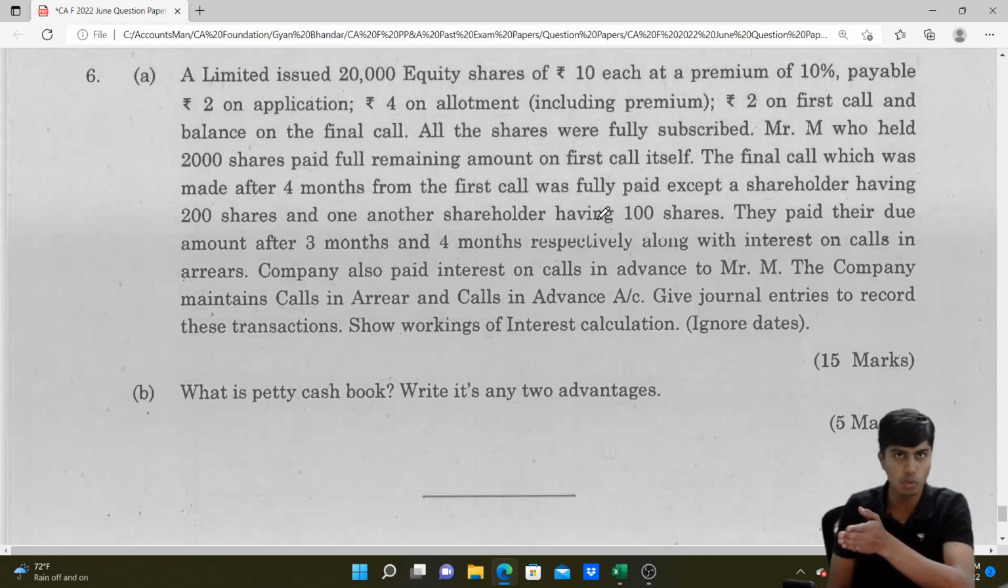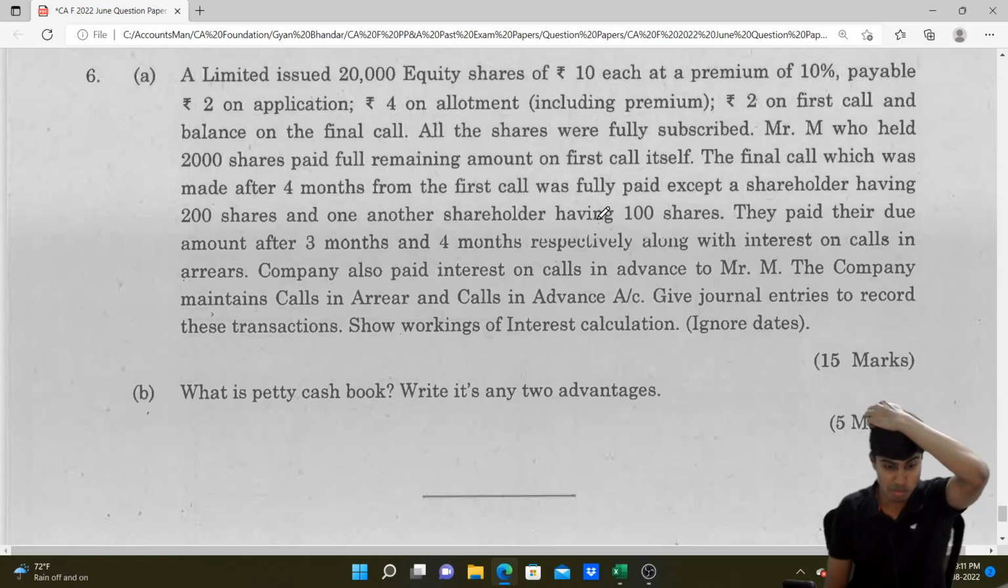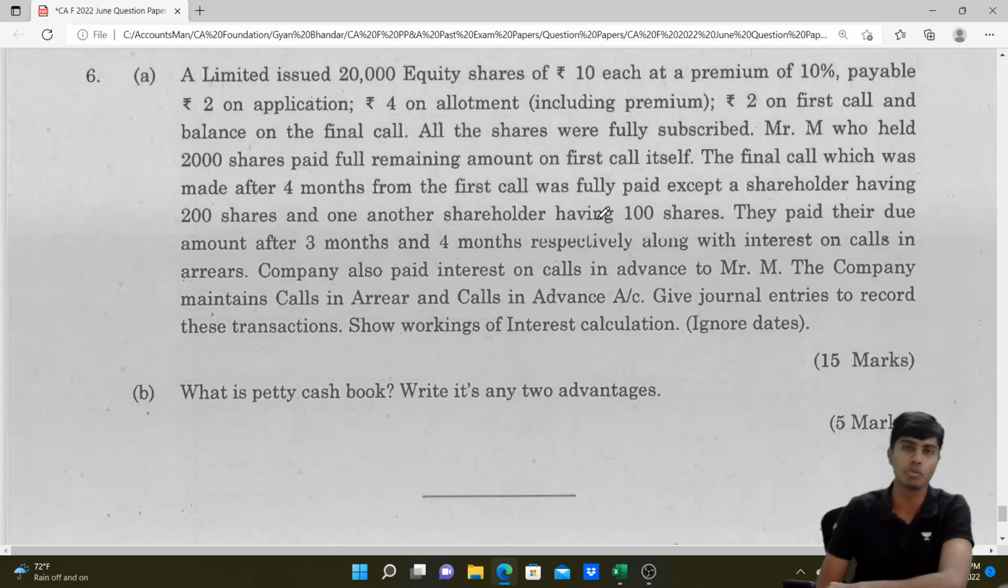2000 into that 3 rupees final call money, and on that we need to provide interest on calls in advance. How much? 12%. For how many months? 4 months. Everyone paid except a shareholder of 200 shares and one another shareholder having 100 shares. So one shareholder having 200 shares and one more shareholder having 100 shares didn't pay. Very good. They paid their due after 3 months and 4 months respectively.